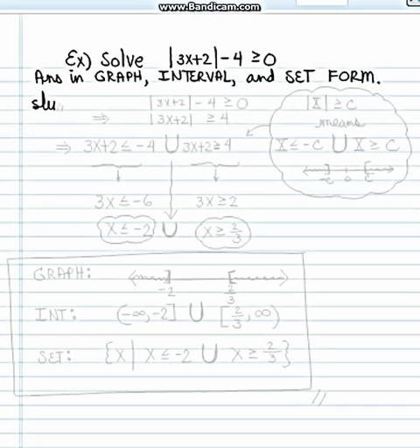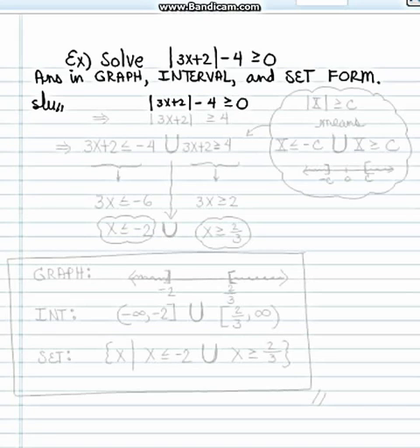Solution, let's write the problem here. The absolute value of 3x plus 2, minus 4, is greater than or equal to 0. So we're going to look back at our notes, and the note we're interested in, we are going to determine by which direction the inequality sign is pointing.